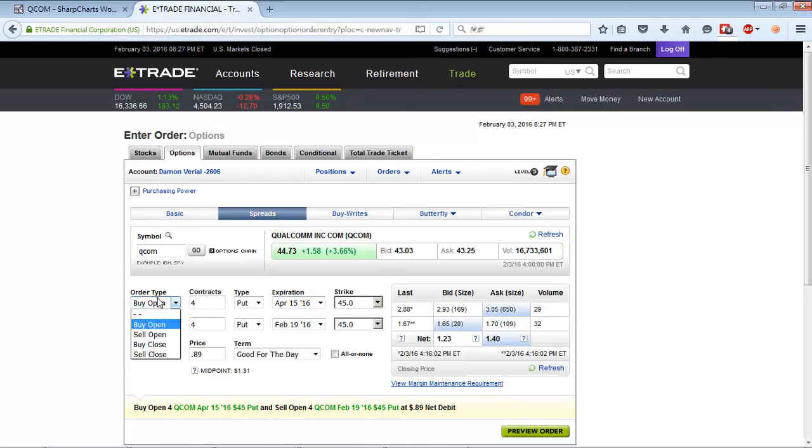That's it. When you're ready to close, you just do the opposite. Instead of buy open, sell close. Instead of sell open, buy close. And you do that on February the 19th. So the closest expiration date, you do that on that day. That's it.